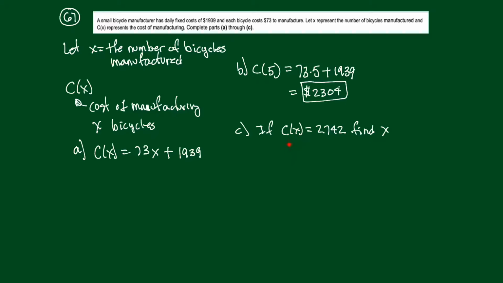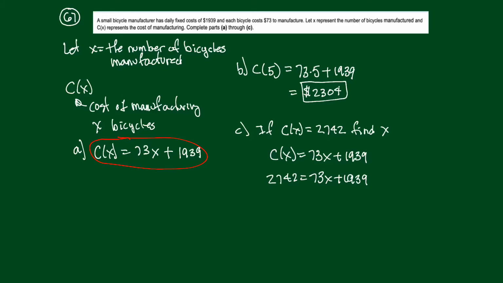So let's go over to our C of X function right here. I'll circle that so I can find it. So there's our C of X function. So we come over here, and we're told that C of X is 2742. So right down here, I'm going to write my function here so it's right in front of me. Here's what I know. C of X is 73x plus 1939, and now I'm given that C of X is 2742. So put a 2742 right here. So I'll get 2742 is equal to 73x plus 1939.